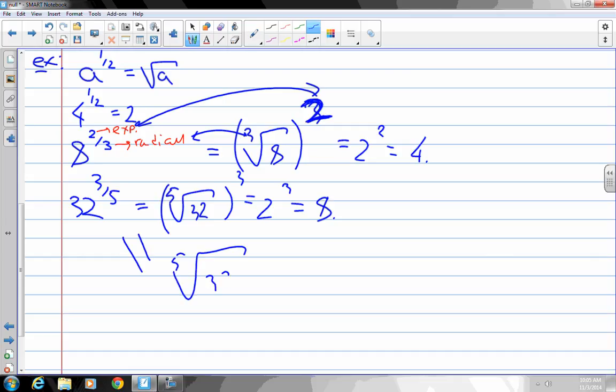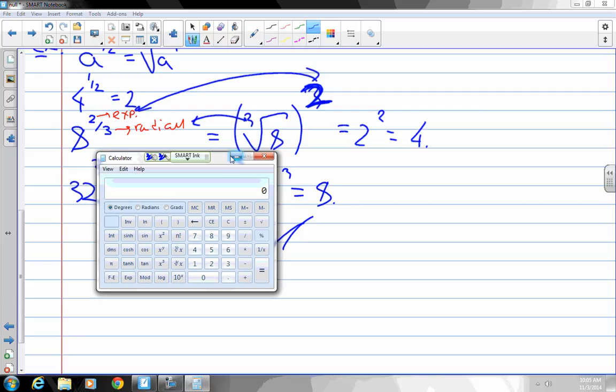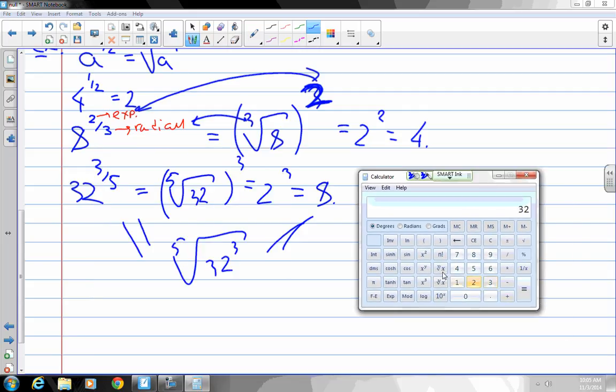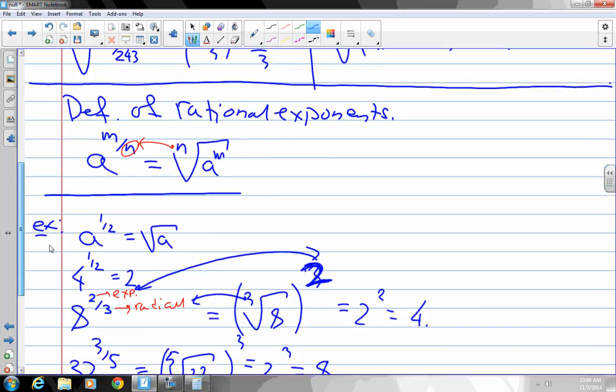The 5th root of 32 cubed is the same thing. It's just a lot harder to compute. Let me show you on the calculator. If I go 32 and I take the 5th root of that, I get 2, and then I cube it, I get 8, right? But if I go the other way around, if I go 32 cubed first, I get an unholy large number. And then I'll take the 5th root of that, I'll still get 8. So it's easier to take the radical first and then do the power because you're dealing with smaller numbers, right?